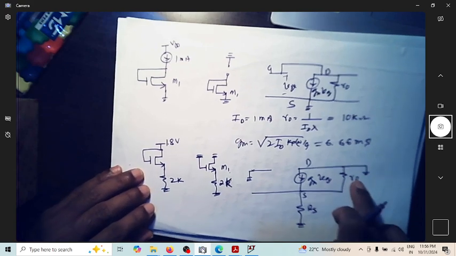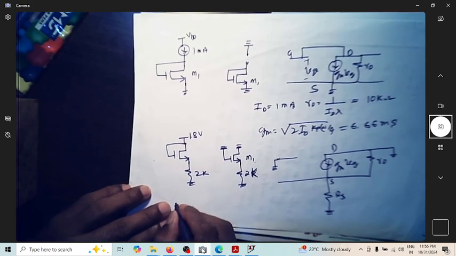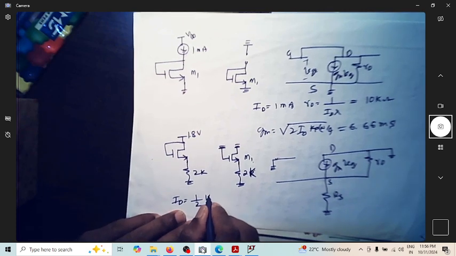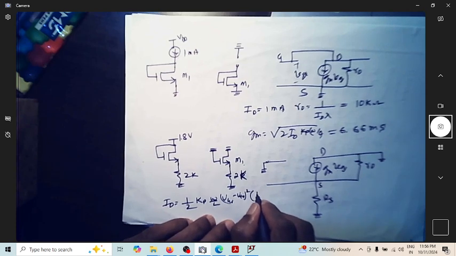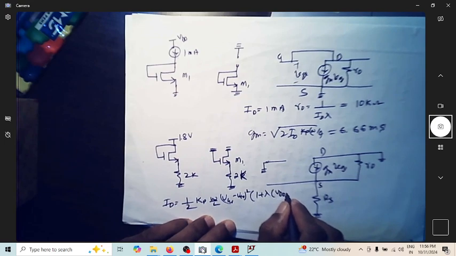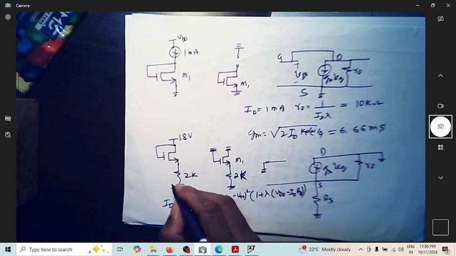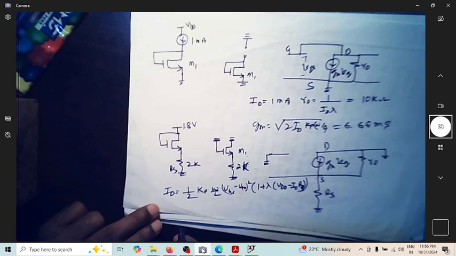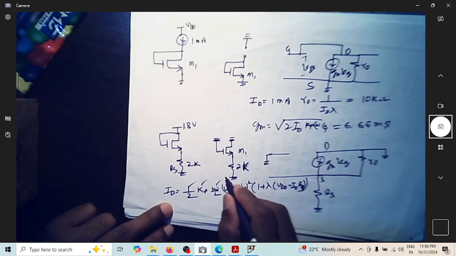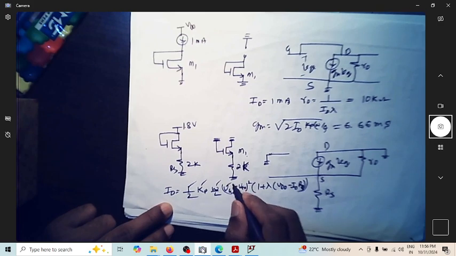But we have to find the value of R0 and GM. So what is ID? ID is equal to half Kp W by L into VGS minus VTO whole square into 1 plus lambda VDS. So VDS is again VDD minus ID into RS. ID into RS. So do we know everything except ID here? I know this, I know this, I know this, I know this also. What is VGS now?